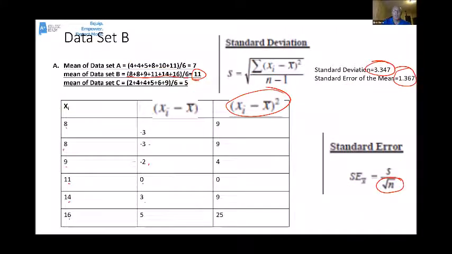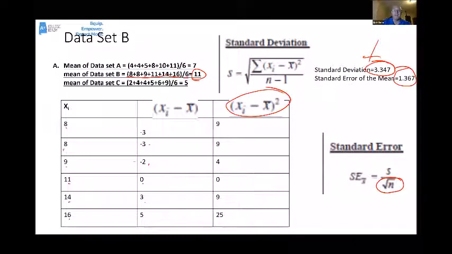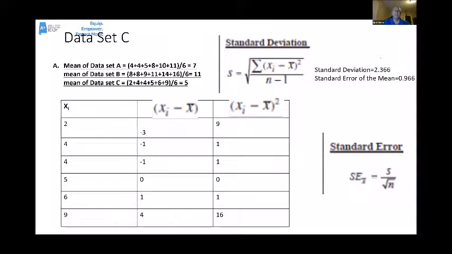All right, so notice that the standard deviation in this group is a little bit bigger than it was in group A. And that just means the data is a little bit more varied in group B than it was in group A. Here's the same scenario for C.